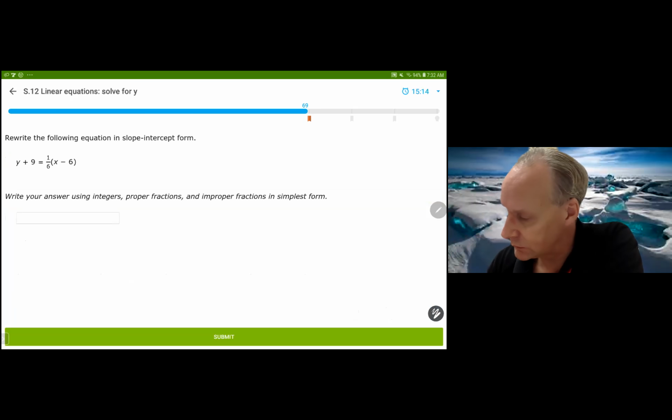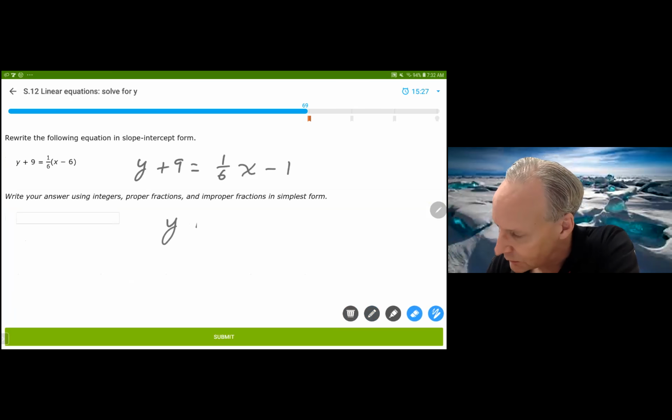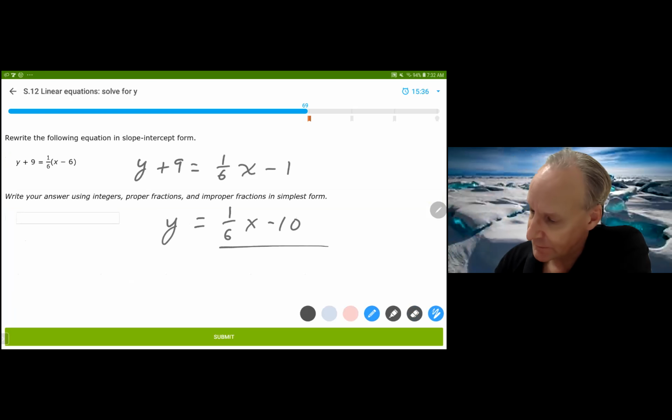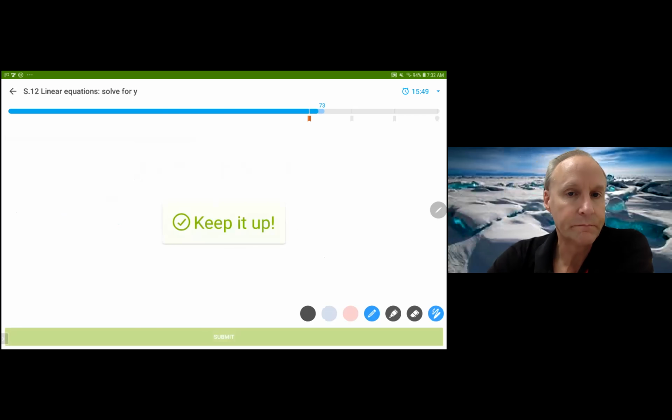Okay, so y plus 9 is equal to 1/6 x minus 1. We subtract the 9 and we get y equals 1/6 x minus 10. Space that subtraction out. And I'm not going to worry about my dot. y equals 1/6 x space minus space 10. Squirrel cheer for that one.